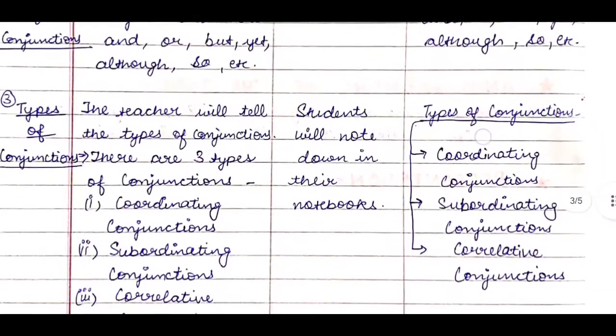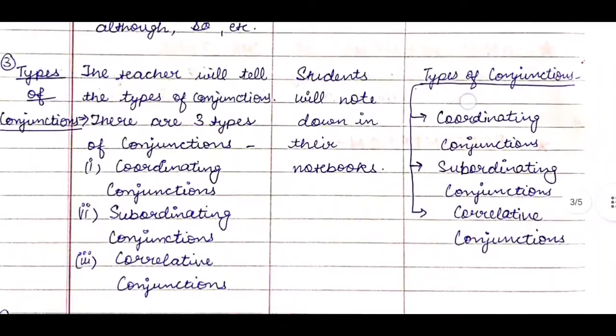Okay, students' activities remain the same. Then the third teaching point is types of conjunctions. Okay, so they don't know this as of now, so we are going to introduce them. The teacher will tell the types of conjunctions. She'll say there are three types: coordinating conjunctions, subordinating conjunctions, and correlative conjunctions.